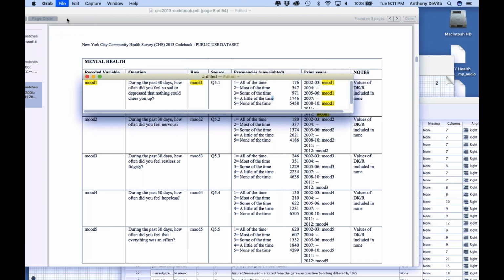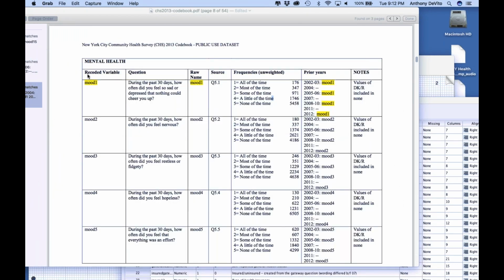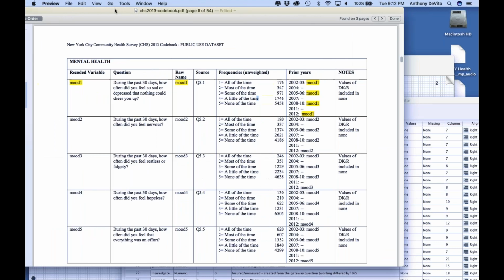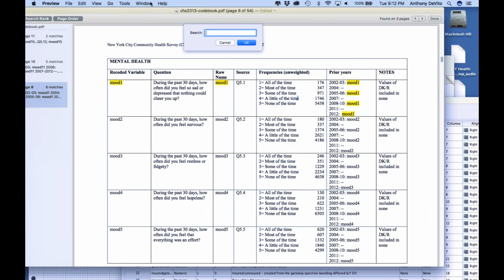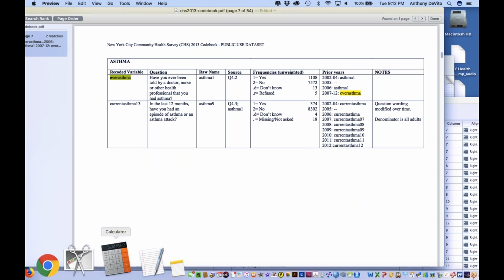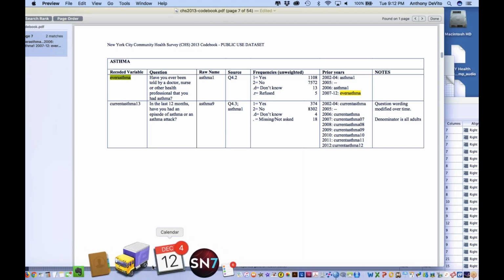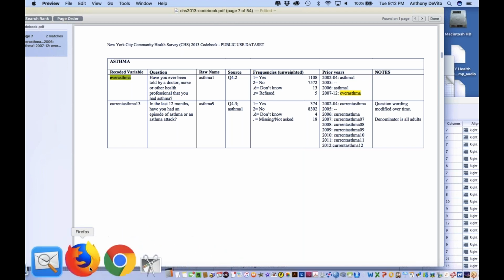I'm going to save mood 1. Okay, the next one I'm going to look for is ever asthma. Let's see if there's ever asthma. Okay, and that turns out indeed to be a yes or a no. Yes, you've been told you have asthma, or no, you don't have asthma. So I'm going to grab that one also.